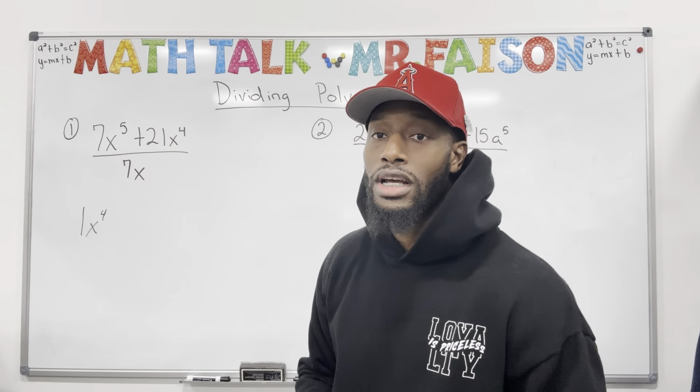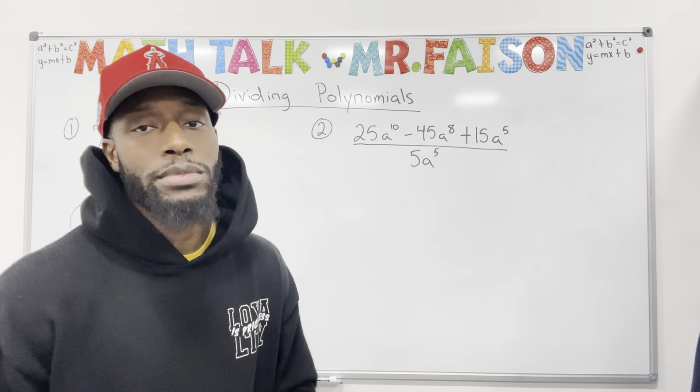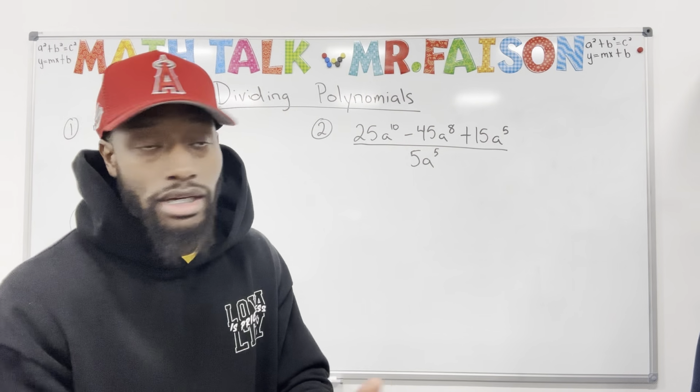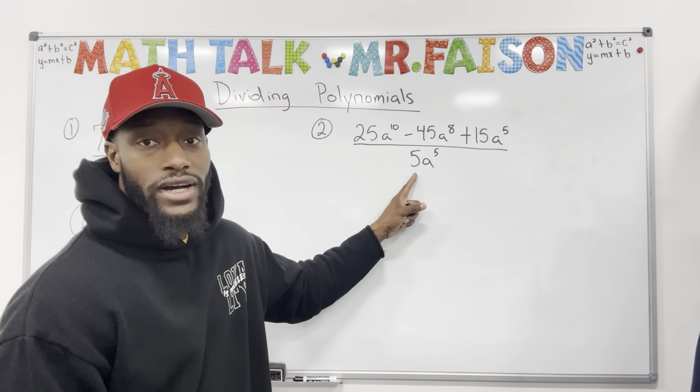All right, so now let's go over to problem number 2. What we're looking at is 25a to the 10th minus 45a to the 8th plus 15a to the 5th, all divided by 5a to the 5th. First thing I do, I'm going to divide the coefficients, which are the big numbers. So I'm going to do 25 divided by 5. We know that's going to be 5. All right? Now I have to subtract the variables. So I have a to the 10th and a to the 5th. 10 minus 5 is going to give me a to the 5th.